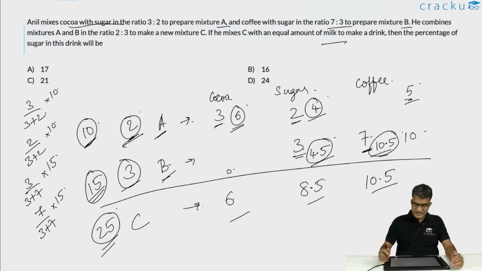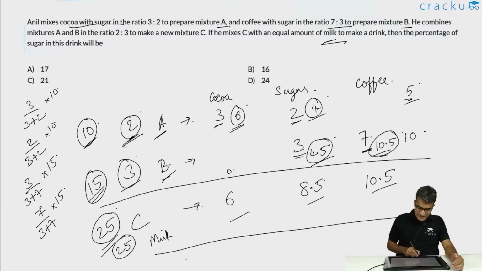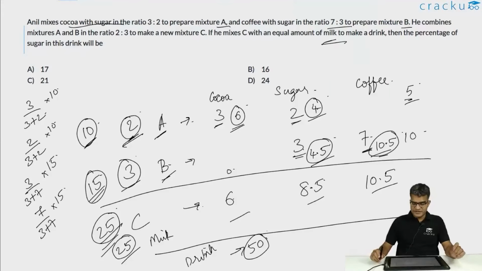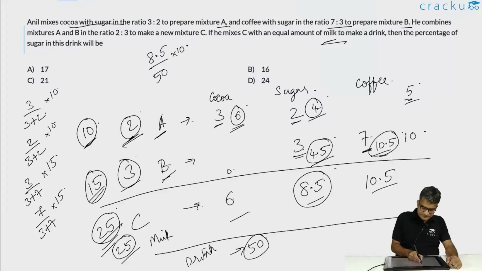Now for C, he mixed an equal amount of milk. So he has 25 kgs of milk that he has mixed to get a drink. What is the total weight of this drink? It will be 25 plus 25, which is 50 kgs. Out of this, what is the amount of sugar? The amount of sugar is 8.5. So what is the percentage? It will be 8.5 divided by 50 into 100. This is equal to 17%. So the answer for this question is option A.